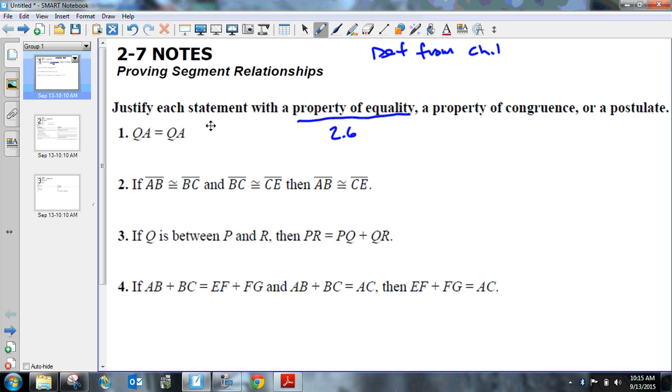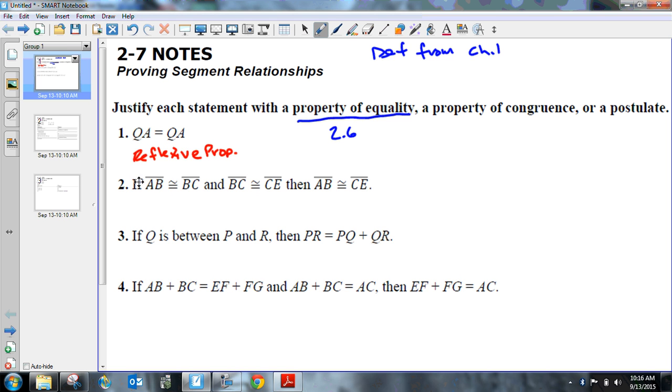The first one says that segment QA is equal to segment QA. Okay, and I've got something that's equal to itself. That one we call the reflexive property. Okay, reflexive property. All right.